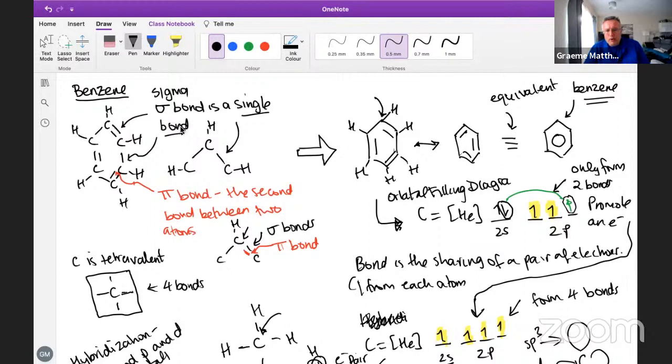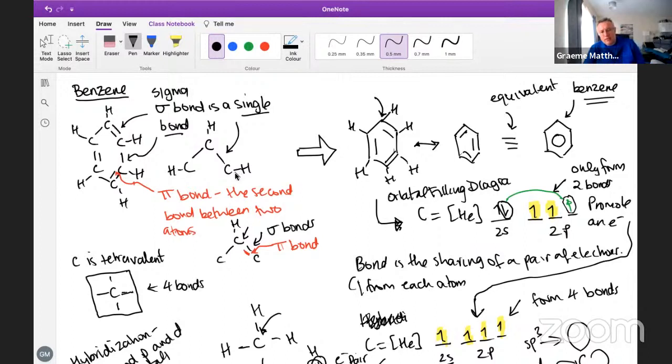So a sigma bond here is nothing more than a single bond, which is why down here I've put in the sigma bonds, all of the single bonds. Carbon-carbon is a single bond, that's a sigma bond. The carbon to hydrogen is a single bond, that's a sigma bond.